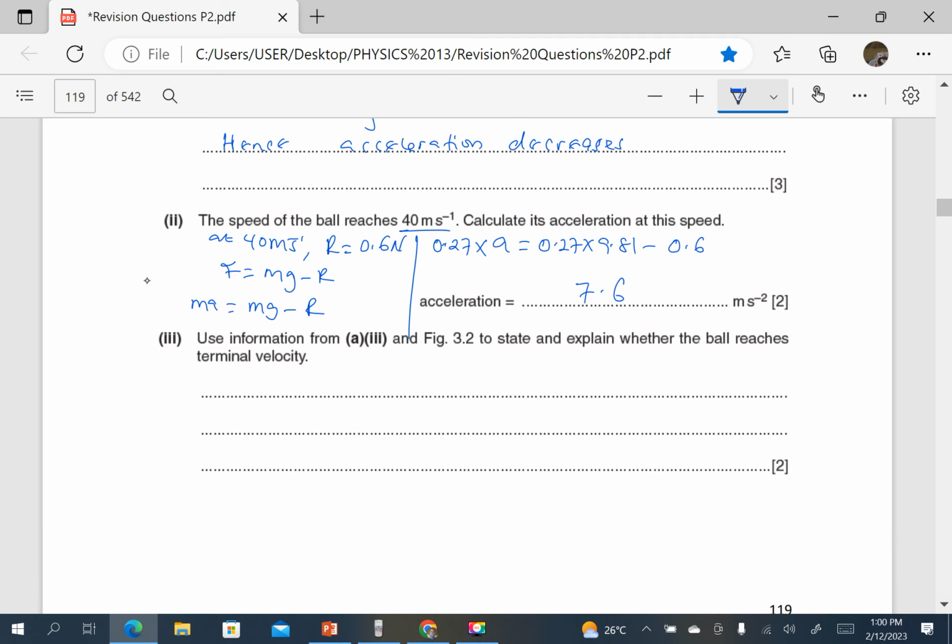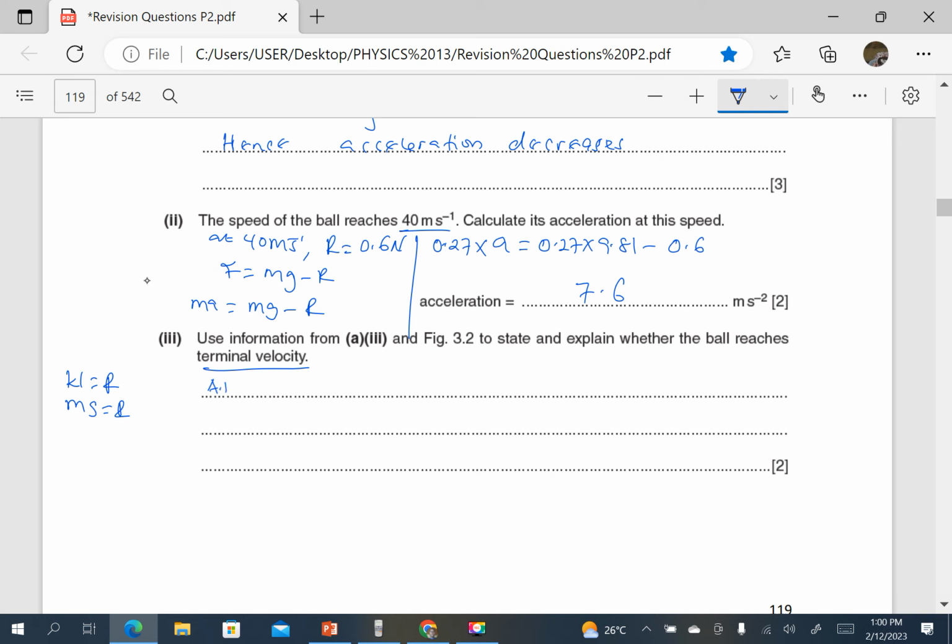Use information from A and figure 3.2 to state and explain whether the ball reaches terminal velocity. Let's check to see if the ball reaches terminal velocity. Note that at terminal velocity, the acceleration is supposed to be 0. So R should be equal to the weight. At terminal velocity, the resultant force is 0, so mg is equal to R. We shall start with that.